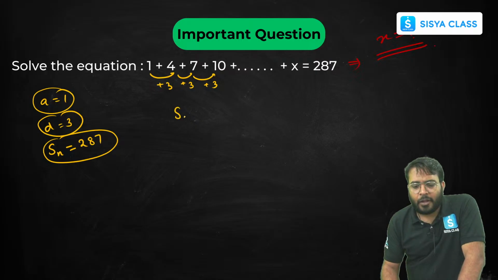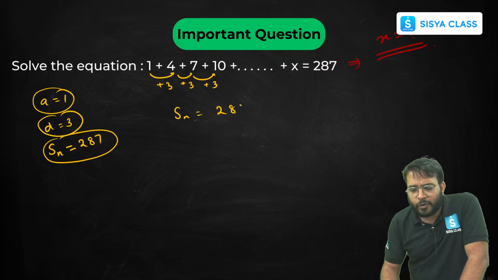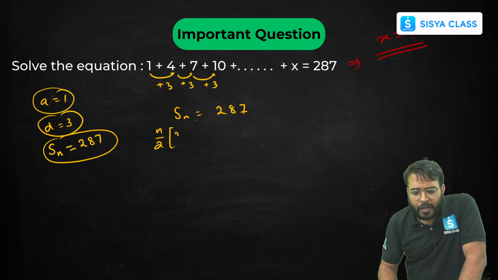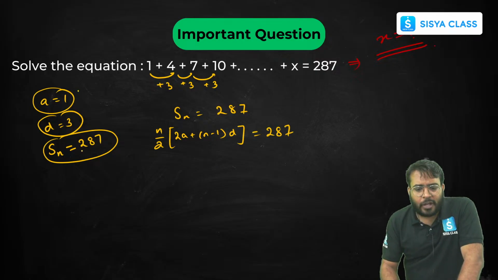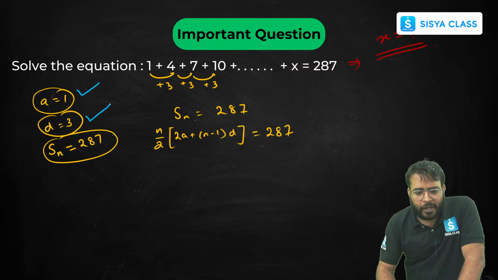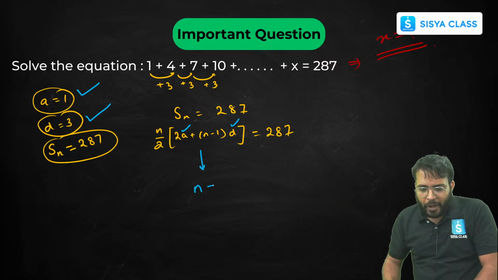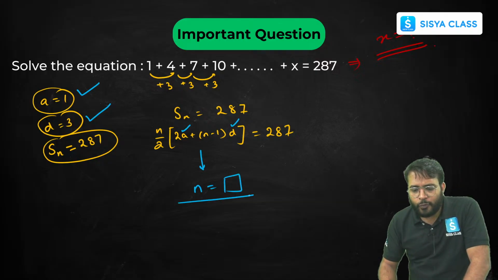So the sum of n terms is 287. I can write it as n by 2 into (2a plus (n minus 1) into d) is equal to 287. You know the value of a and you know the value of d. You substitute the a value and the d value, solve it, and from here you will be able to get the value of n.